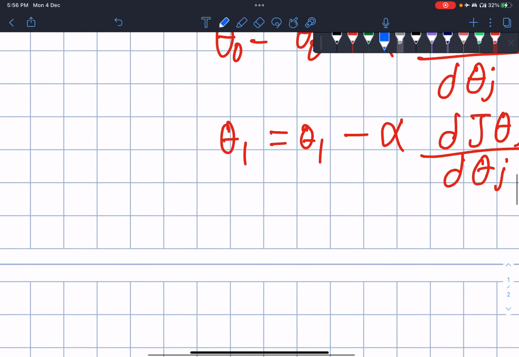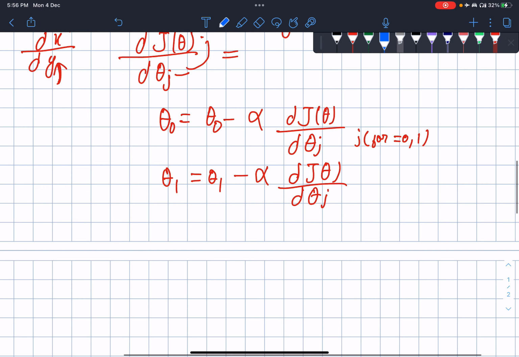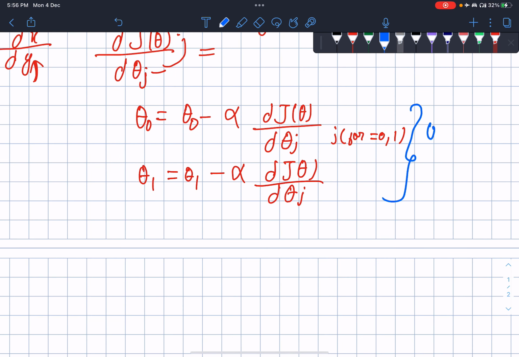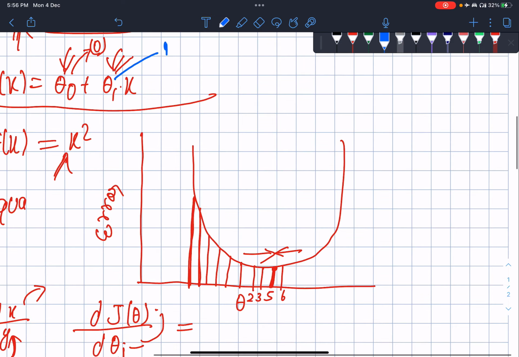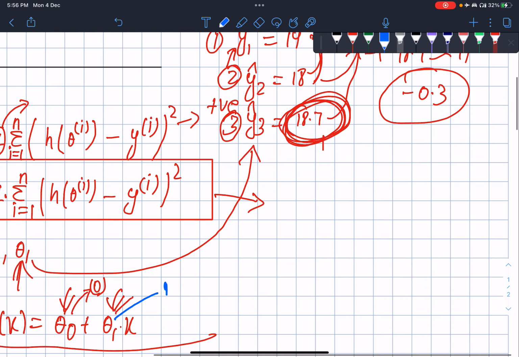Now this is the rule of updation of theta, because we have to find the value of theta for which we get 18.7, or the nearest value to it.